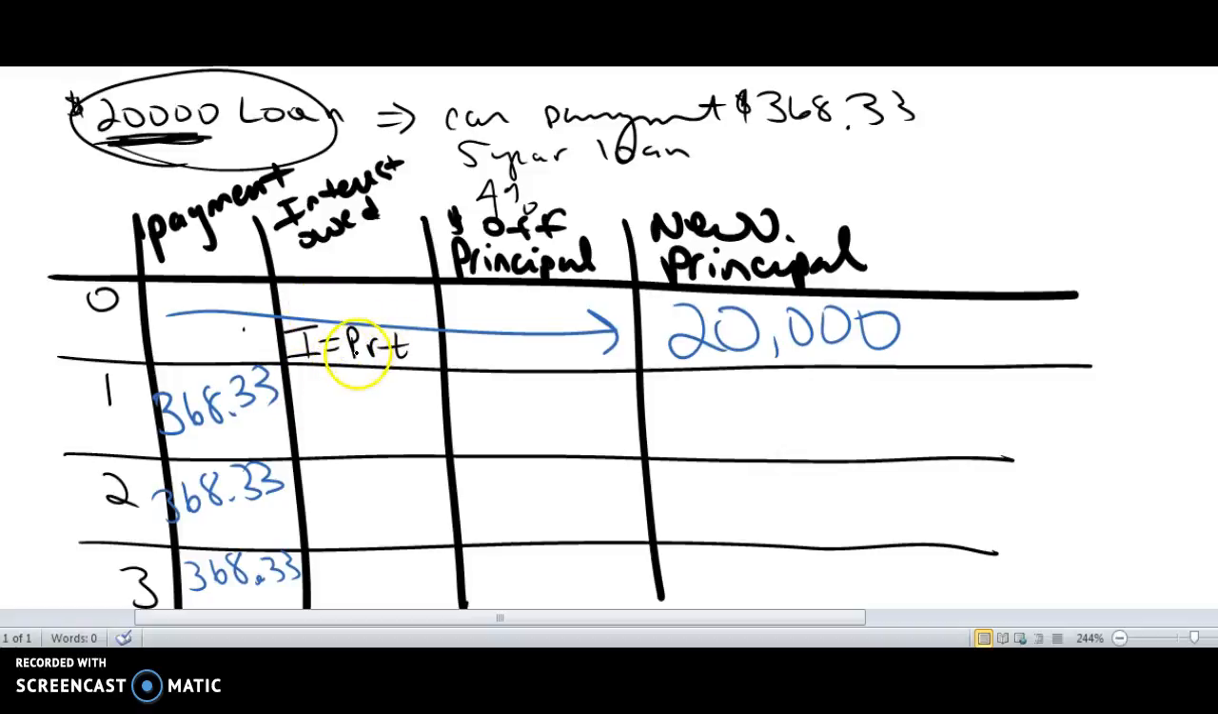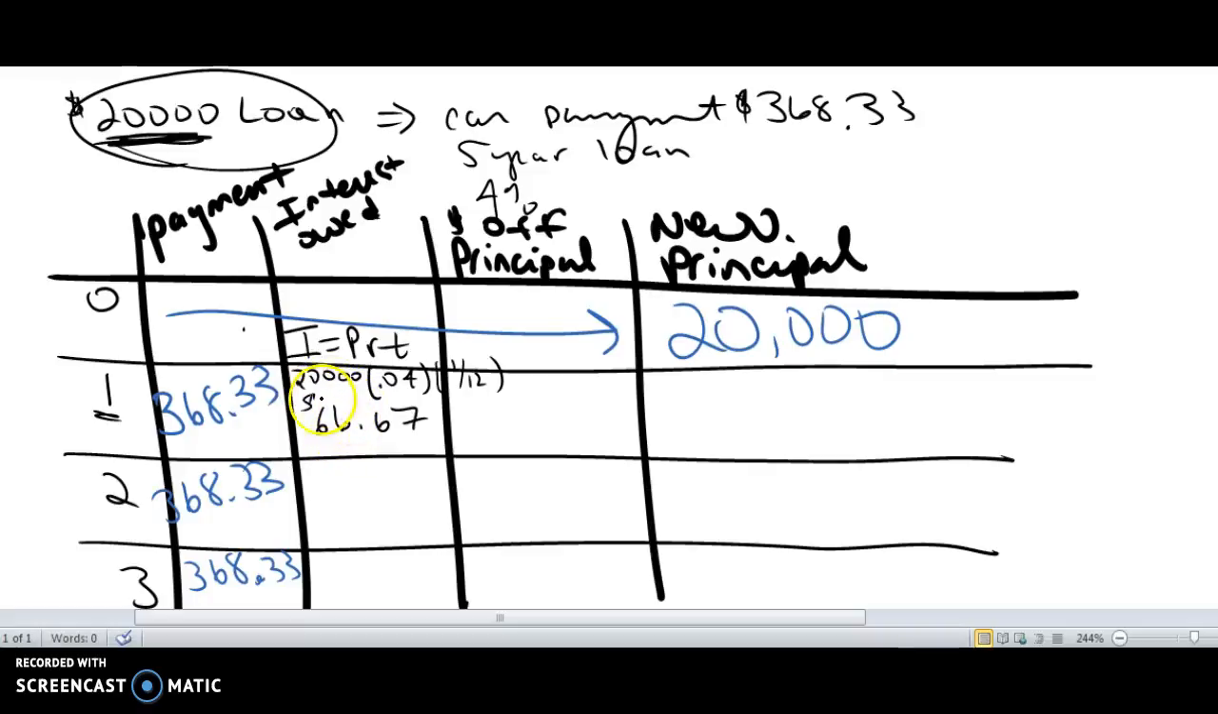So what you do is you take your principal, which is the amount you borrowed, times the interest rate, which is 4%, so 0.04, and then times the time. Now, the time is 1 month, because you are paying off 1 month at a time. So you take 20,000 times 0.04, and you can either multiply by 1/12 or divide by 12, it doesn't matter. And you're going to end up getting $66.67.